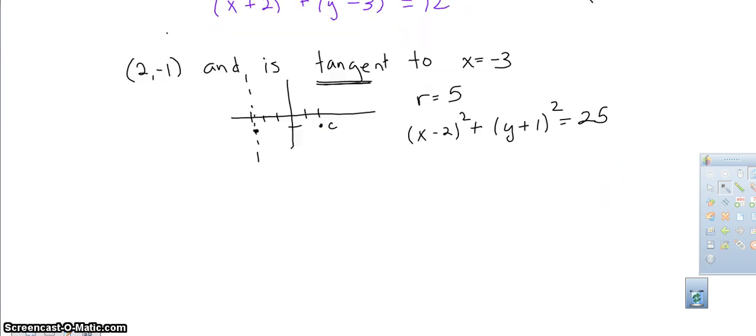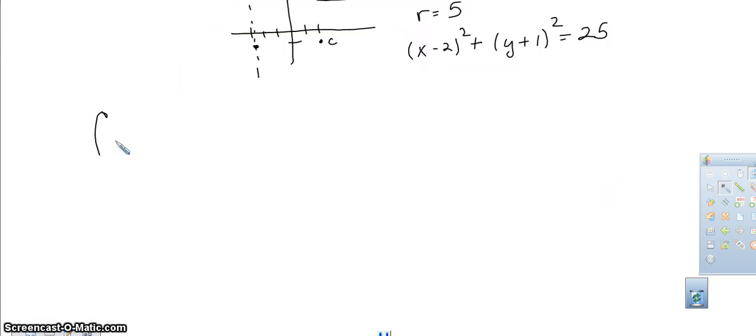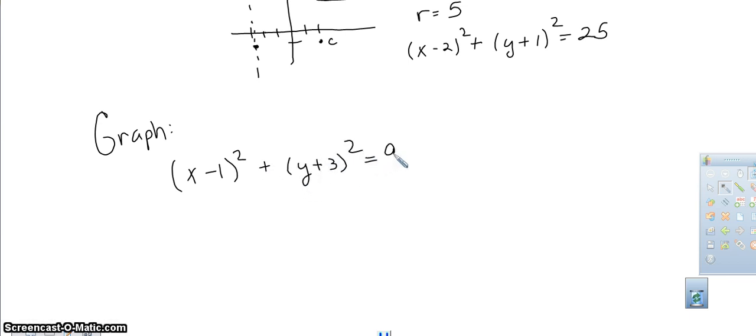Now, the other thing you're going to have to do is graph circles. And graphing circles is just about as easy as anything. x minus 1 squared plus y plus 3 squared equals 9. We'll make it a nice easy one to graph. So you need the center. The center is at 1, -3. You need the radius. The radius is 3 because it's the square root of 9. You draw your graph.